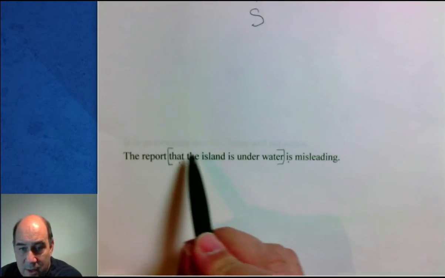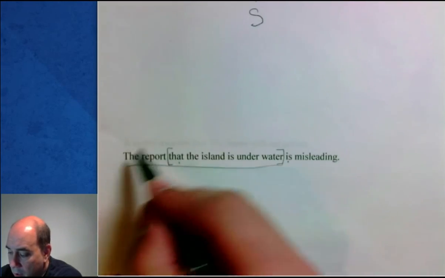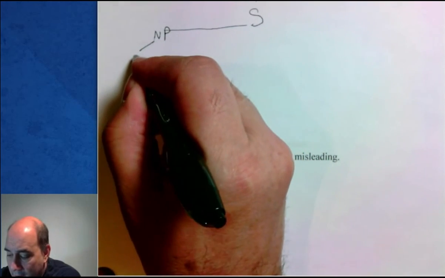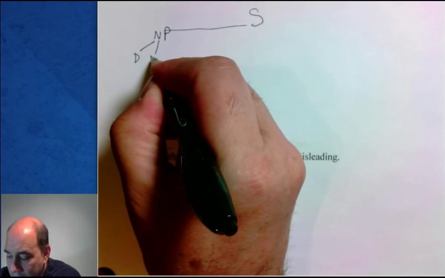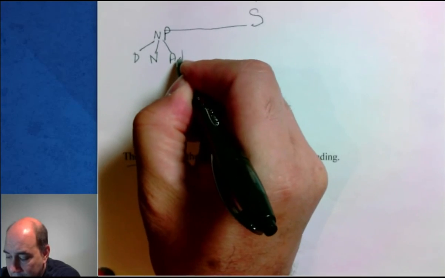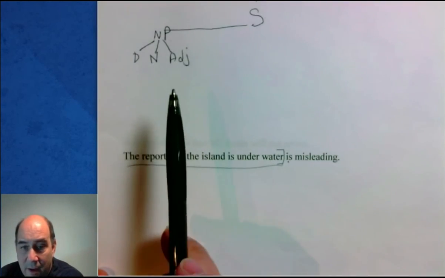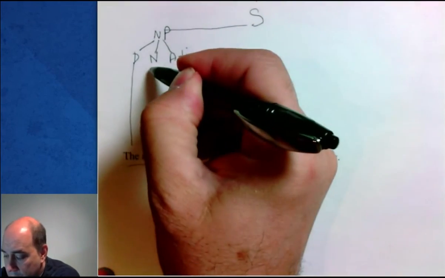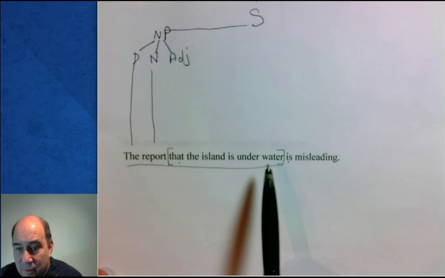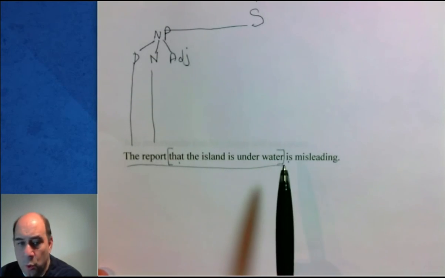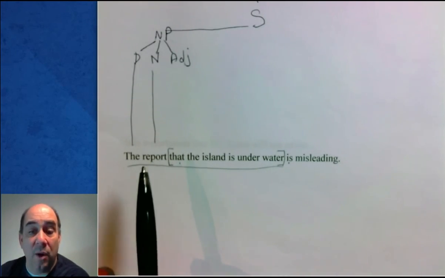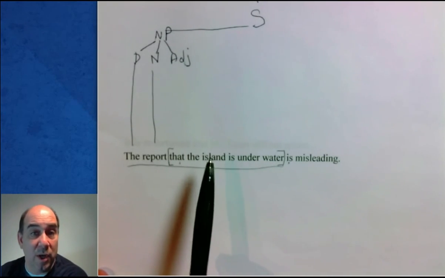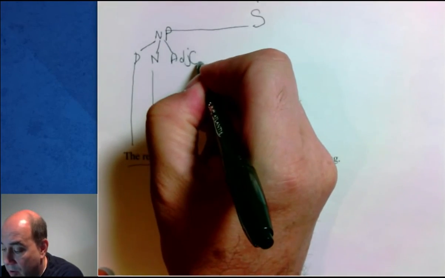All right, so now all of this part here is going to go on the left side. Make a noun phrase. This noun phrase is going to have a determiner and a noun and an adjective. This adjective, however, is the whole thing here. Just run these down real quick so you can see what I mean. What is this doing? That the island is underwater is actually describing report. What kind of report is it? So it's an adjective. But it's not a phrase because it's got a subject and a verb. It's a clause. So I'm going to put a big old C right here.